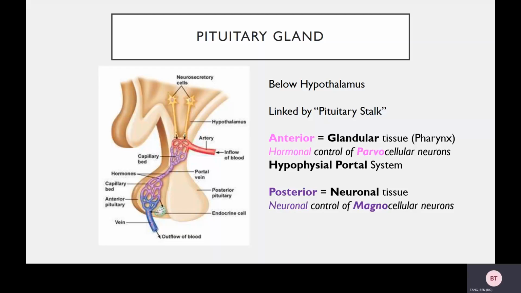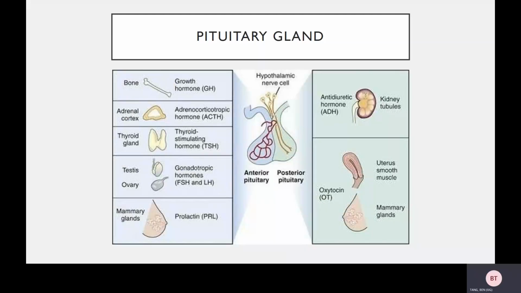The posterior, however, develops directly from neuronal tissue, right? And because of that, it's under neuronal control, acting on the magnocellular neurons, right? This is a bit of anatomy, I guess, but it helps you remember how each is controlled. I think the most important thing to remember with the pituitary gland, however, are the hormones that they influence, right?